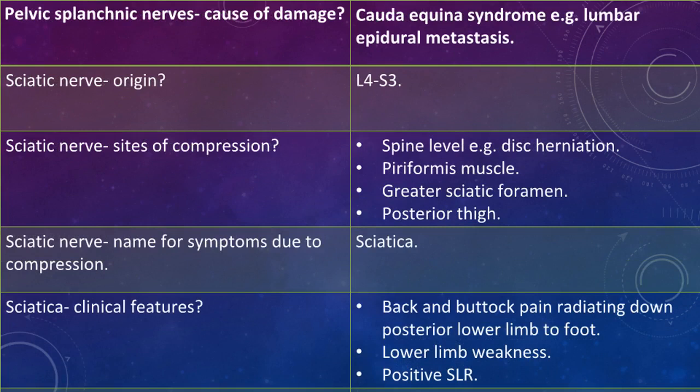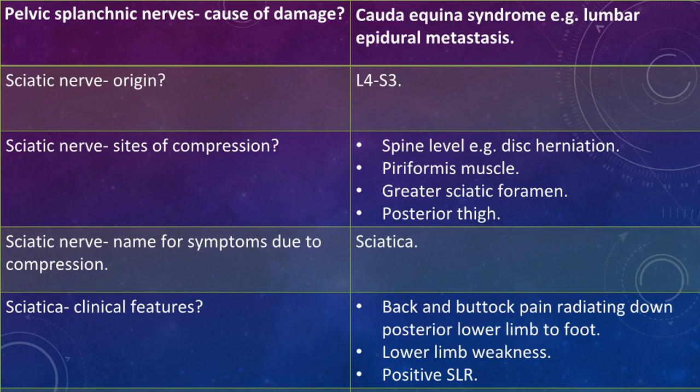Sciatic nerve origin. L4-S3. Sciatic nerve sites of compression. Spine level, e.g. disc herniation. Piriformis muscle. Greater sciatic foramen. Posterior thigh. Sciatic nerve name for symptoms due to compression.